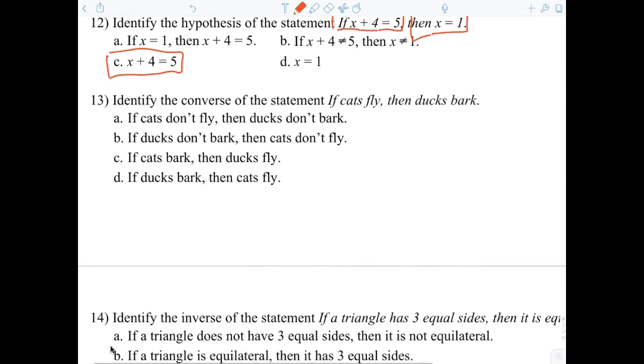If not P. Opposite. That's contrapositive. The inverse is when you just negate them. No, we're just switching them. We're just switching. If ducks bark, then cats fly. That would be the converse.